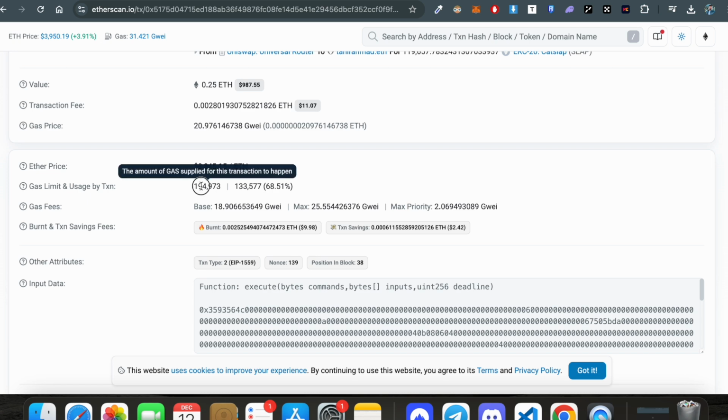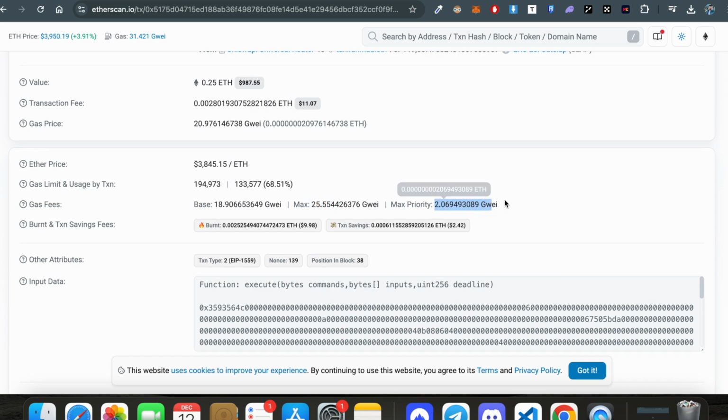So I have supplied 194k gas to use as a maximum limit, which is known as gas limit, but out of which 68% gas is utilized, which is 133,577. So this much gas is utilized. And what is the fees? The fees of gas is 18 and maximum is 25, and this is 2 GUE, max priority fees.